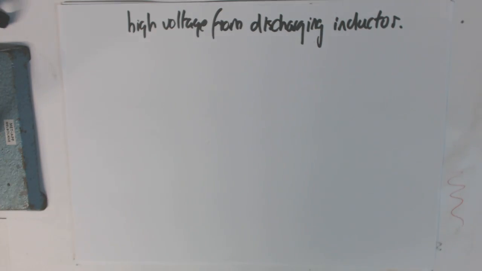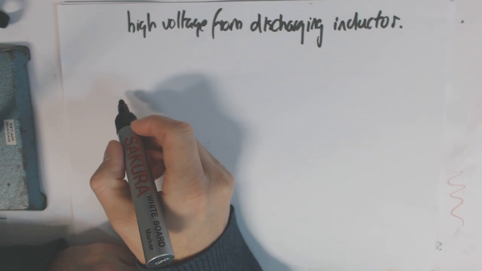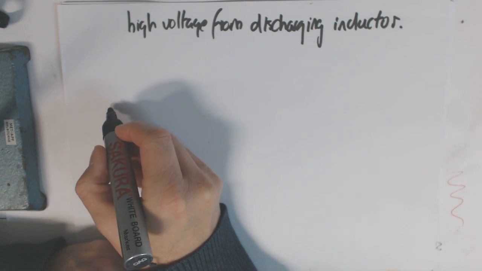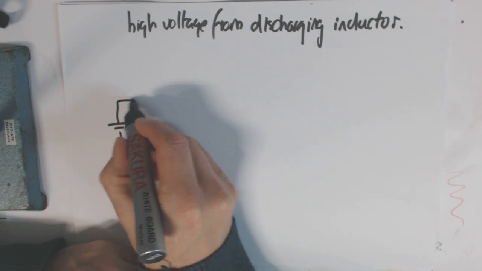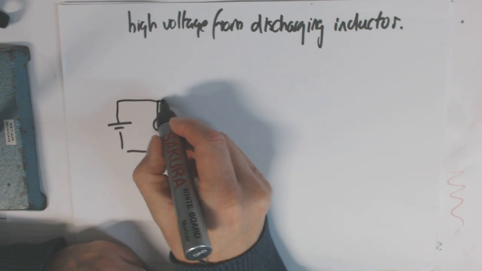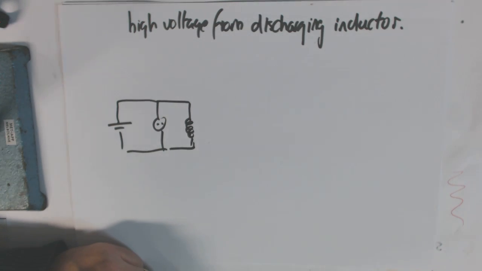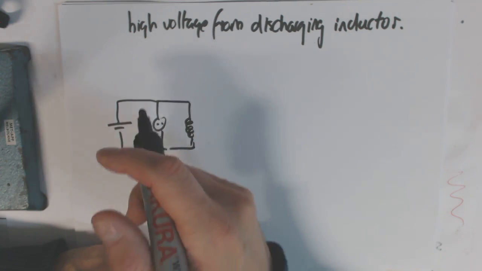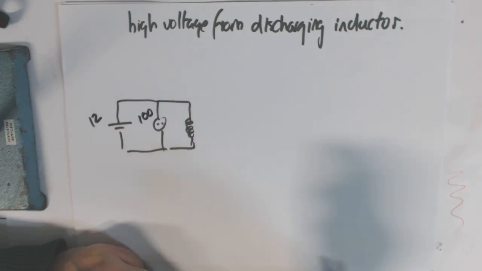Alright, what I want to discuss here is why we get a high voltage from an inductor when it's discharging. The circuit you may have seen this happen on is one where we've got a voltage supply, a neon, and an inductor. What happens is we have the current flowing. As soon as we turn the current off, we get a little flash in that neon. Now, this may have been 12 volts, and the neon may have been 100 volts.